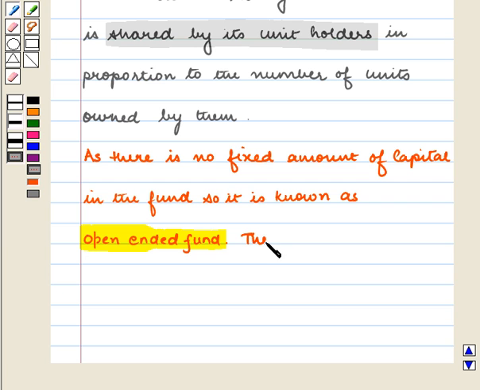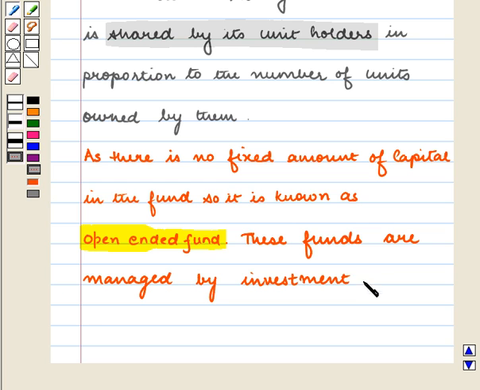These funds are managed by the investment companies. Just like stock prices, mutual fund share prices fluctuate up and down according to the market.